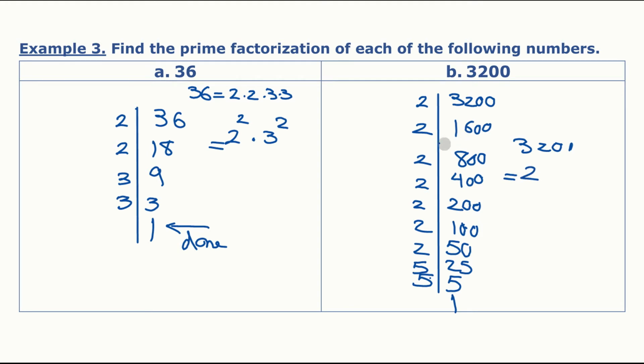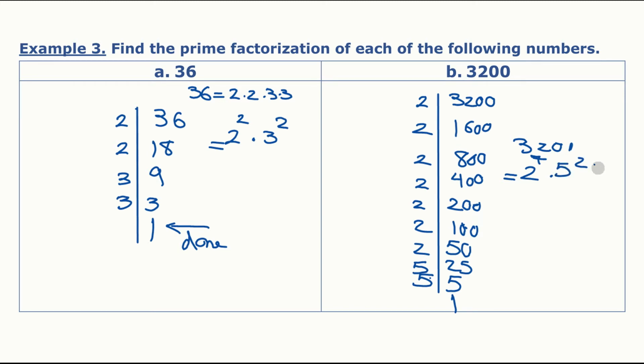So I could write 2 times 2 times 2, etc. But it's easier if I write, there's 2, 4, 6, 7. So there is 1, 2, 3, 4, 5, 6, 7 factors of 2. So 2 to the 7 times there's 2 factors of 5.